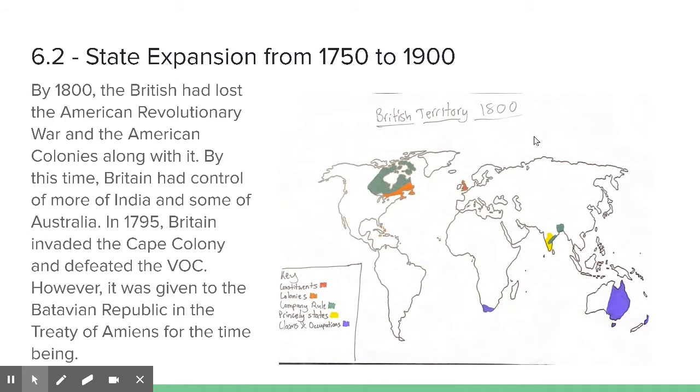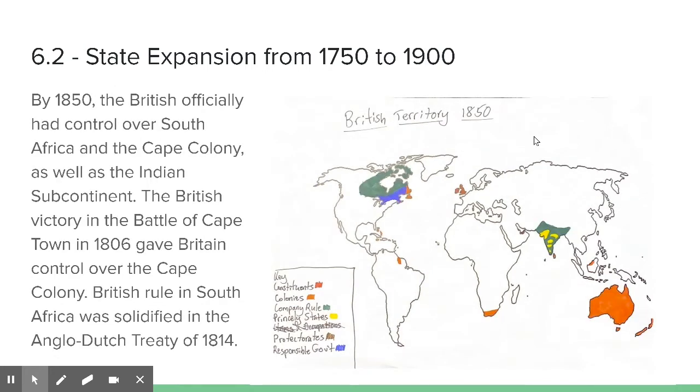So British territory in 1800. By 1800, the British had lost the American Revolutionary War and the American colonies along with it. By this time, Britain had control of more of India and some of Australia. In 1795, Britain invaded the Cape Colony and defeated the Dutch East India Company. However, it was given to the Batavian Republic, which is just a Dutch republic, in the Treaty of Amiens for the time being. And the Treaty of Amiens ended hostilities between the French and the British.